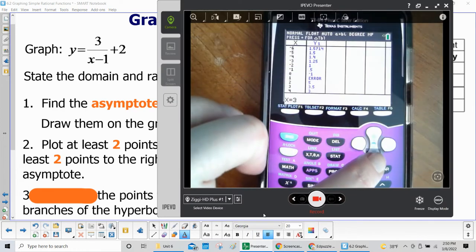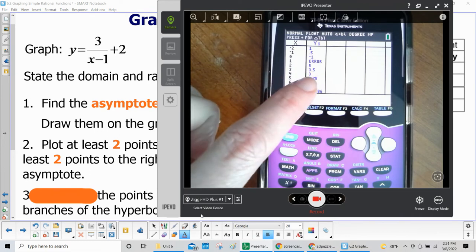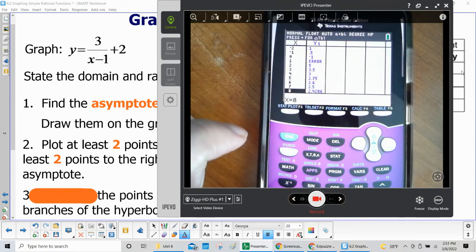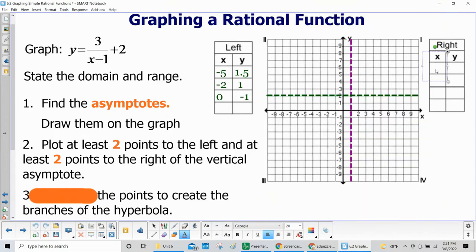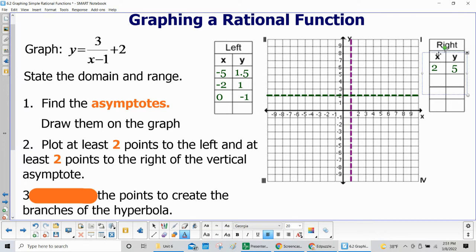Let's see some more points here from the right side of the graph. It looks like I could do 2, 5 pretty easily. I could do 4, 3, and 7, 2.5. So I'm going to do 2, 5. I'm going to do 4, 3. And I'm going to do 7 and 2.5. Okay, so I'm going to plot these points.